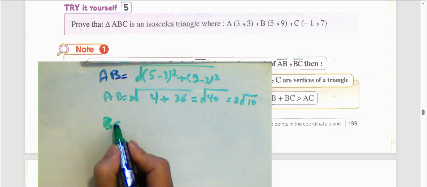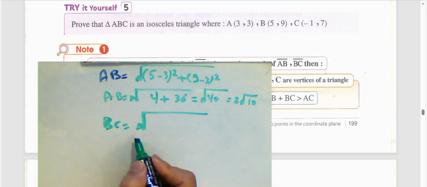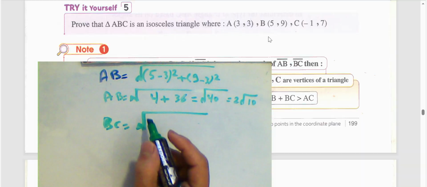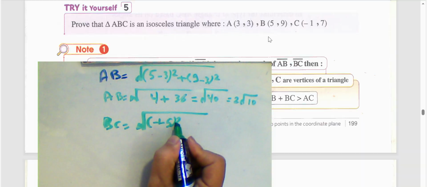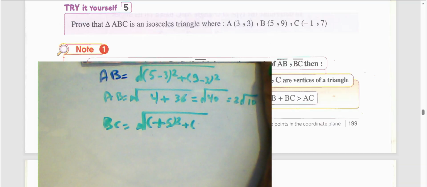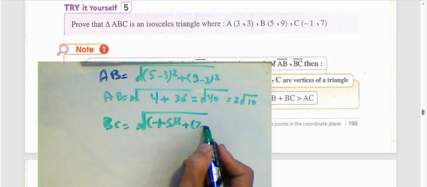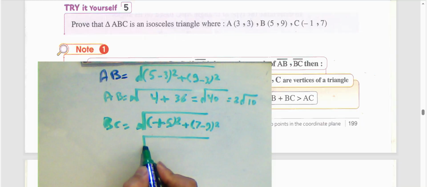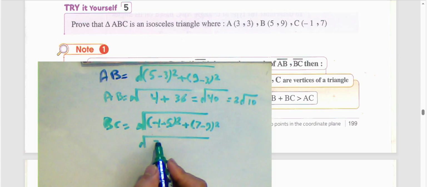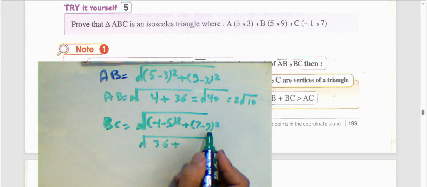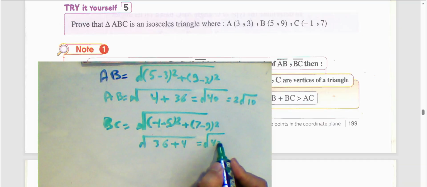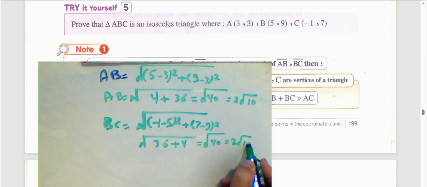And B and C, we can write (-1 minus 5) all power 2 and (7 minus 9) all power 2. -1 minus 5 is -6, power 2 is 36. 7 minus 9 is -2, power 2 is 4. The result will be 2 root 10.